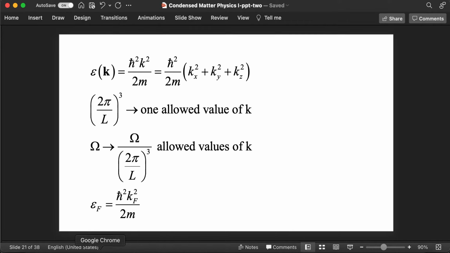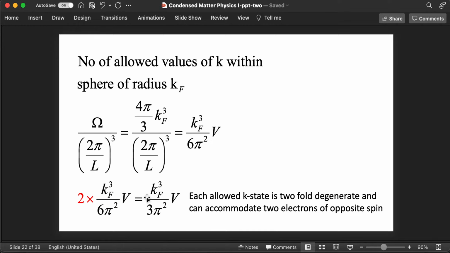Now this is the maximum at T equal to 0. The maximum value of k will be kF, that corresponds to the Fermi level. So I can consider a sphere of radius kF, and so the number of allowed k points within this sphere of radius kF, that is within the Fermi surface, would be just given by this, where Ω is now 4π/3 kF cubed, and I can now write that as that.